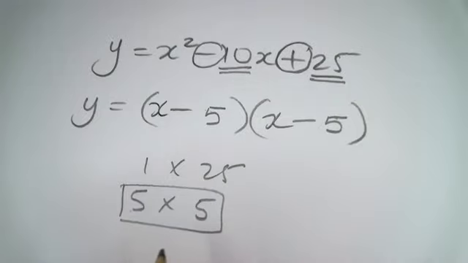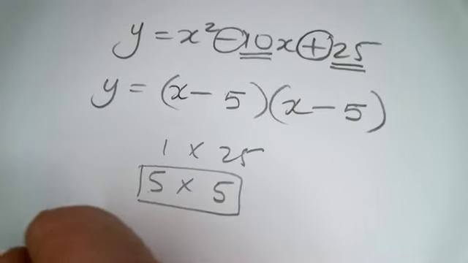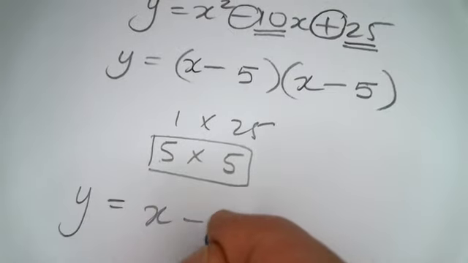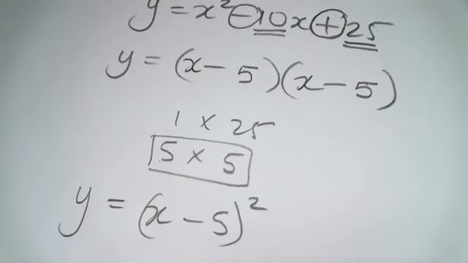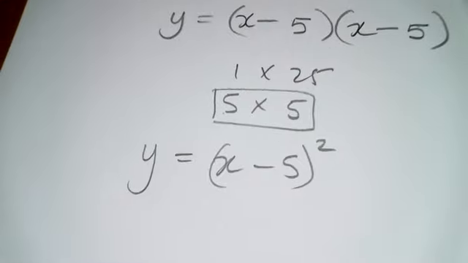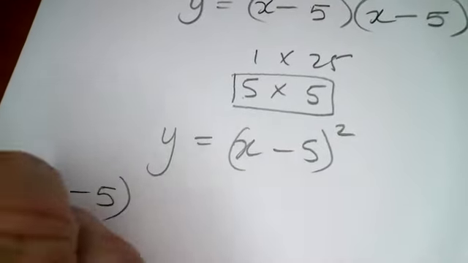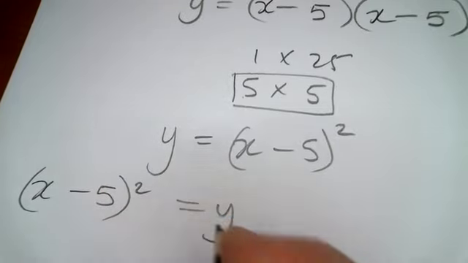So I'll just write this out slightly differently. I'll write it with a square. y equals (x − 5) all squared. Now we want the value of x, so I'm going to write this a different way around, with x being the subject: (x − 5)² is equal to y.